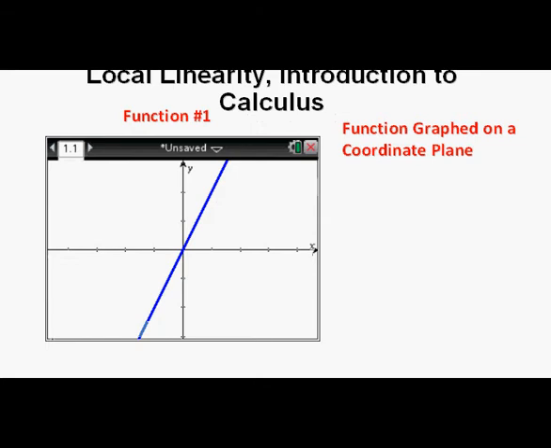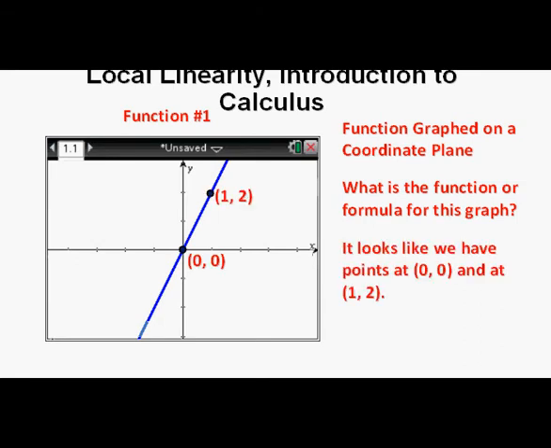We'll call this function function number 1. What is the algebraic function or formula for this graph? It looks like we have points at 0, 0 and at 1, 2. Between these 2 points we have a rise of 2 and a run of 1. So since our rise over run is 2 over 1, or 2, our function is y equals 2x.